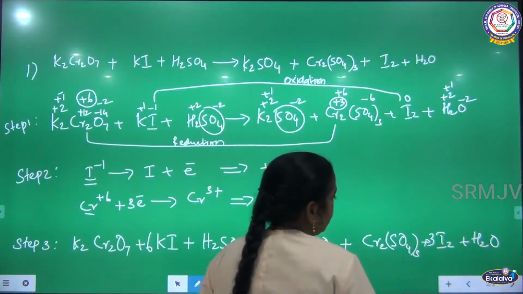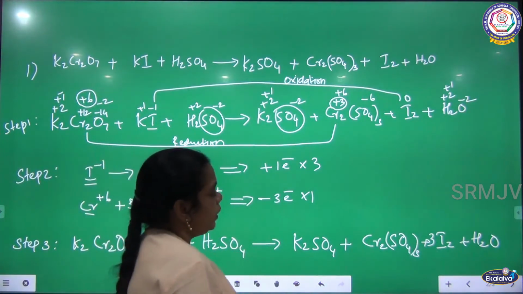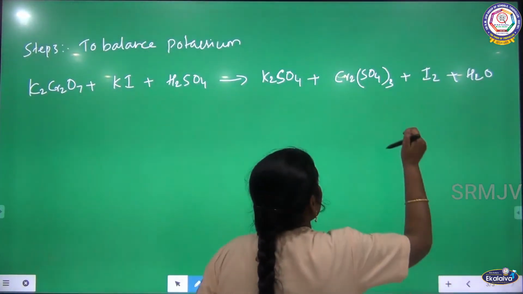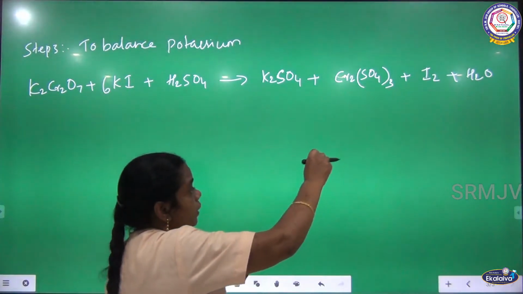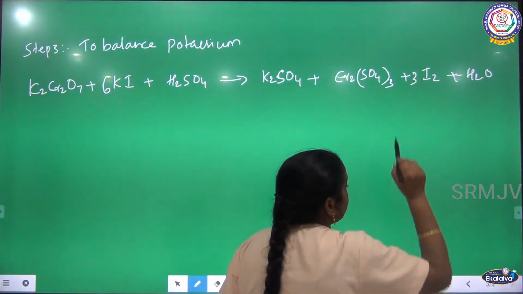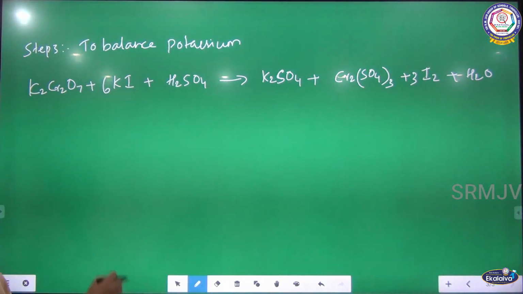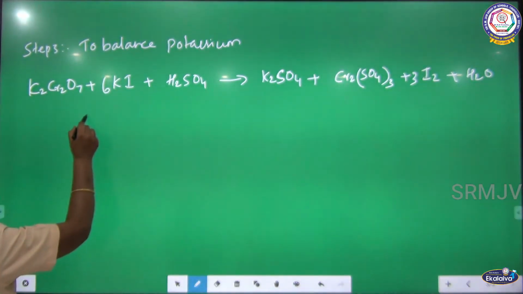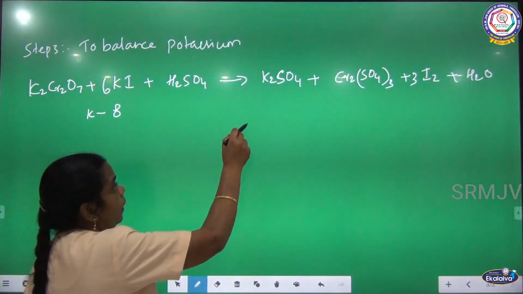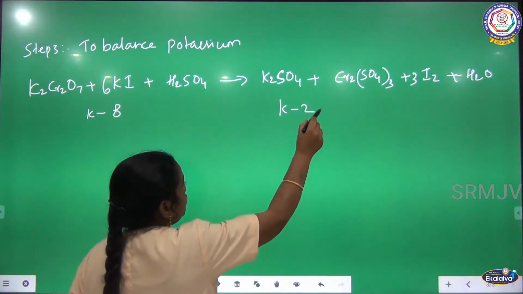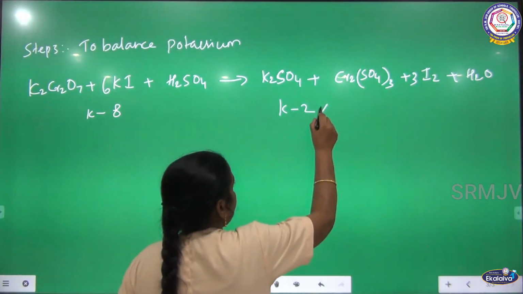Now the last step we balance: iodine, 6 KI and 3 iodine. Now you write here 6 iodine and here 3 into 2, 6 iodine. So now you want to balance. The number of potassium on this side is 6 plus 2, 8, and here potassium is only 2. So you want to change it into 8. So this can be multiplied by 4.